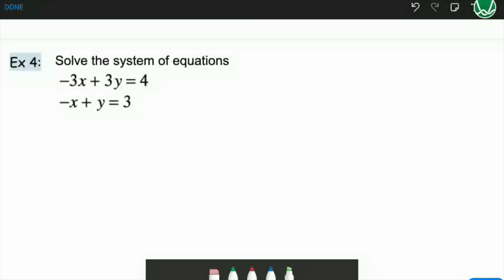Okay, so in this example, we're going to solve the system of equations. We don't have a specific method that we're supposed to use, so I'm just going to solve the system with substitution because I like substitution better. So I'm going to start with that second equation. I need to get one of the variables by itself. Since x is negative, I'm going to prefer to get y by itself. It'll be a little less work.